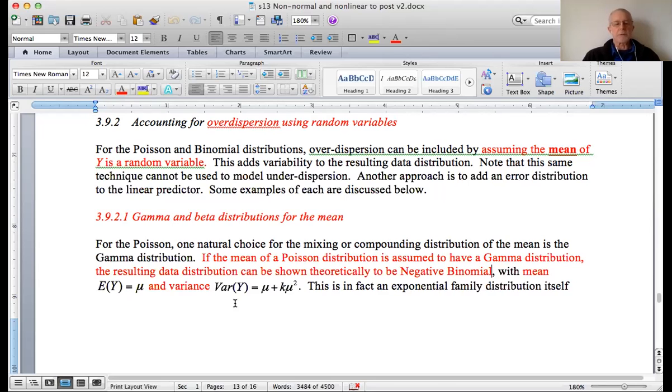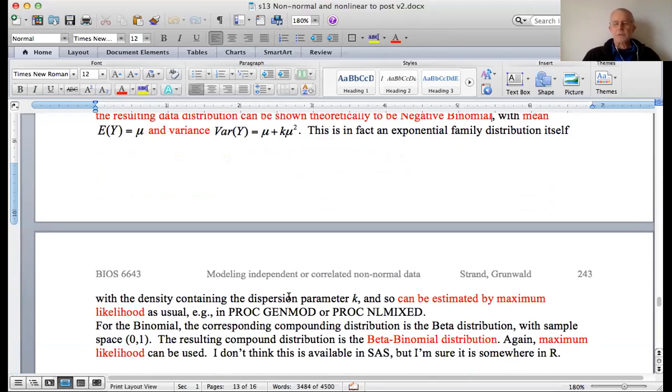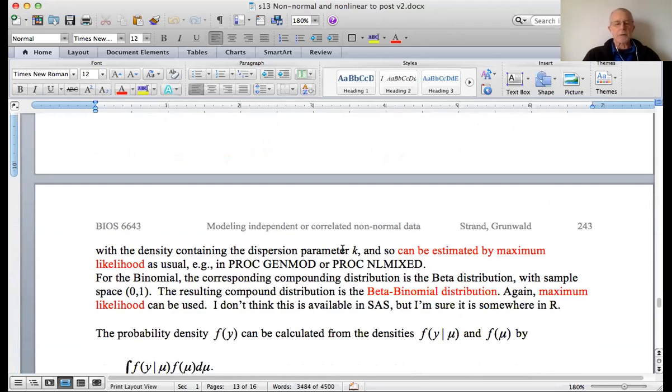If the mean is mu, then the variance is mu plus k times mu squared. If k is positive, then the variance is always bigger than the mean. So this can handle overdispersion, but not underdispersion. It's also an exponential family distribution with an additional dispersion parameter k, and that can be estimated by maximum likelihood.